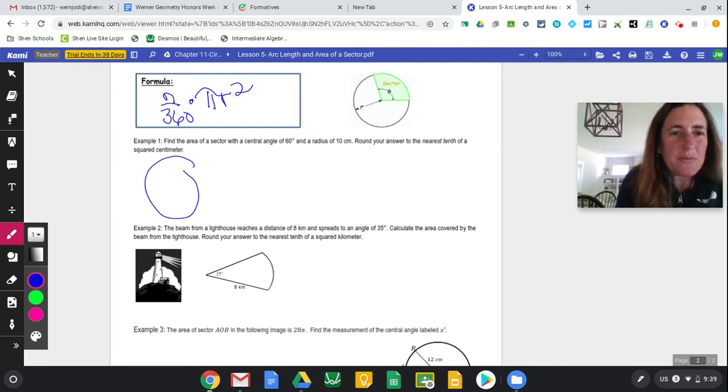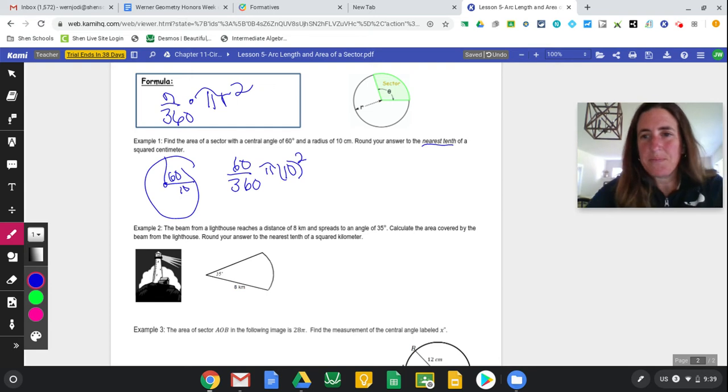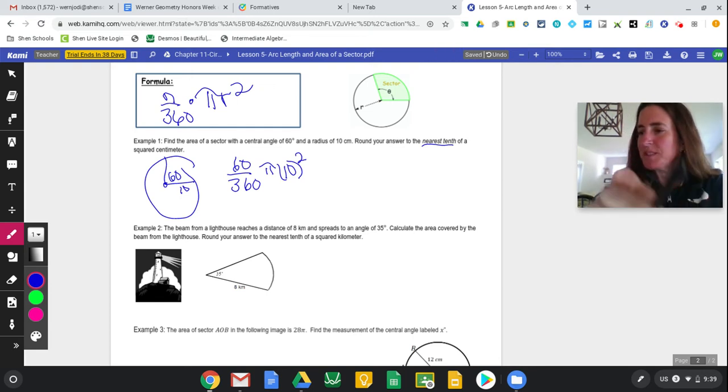Okay, so here we go. We got our circle. That's my central angle. That's 60 degrees. It's got a radius of 10. And we want to find our answer to the nearest tenth. So now we're going to do 60 over 360. This time it's pi times radius squared. Okay, so we're doing pi r squared because it's the area of the sector.